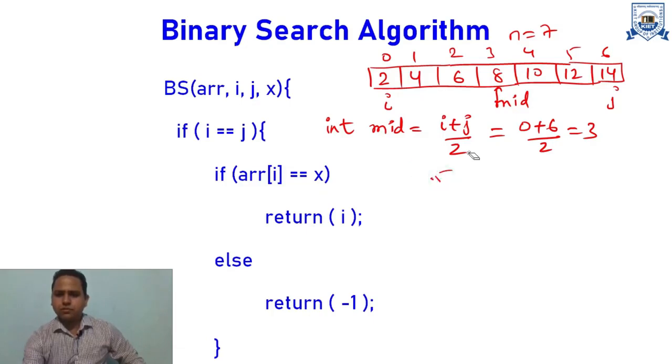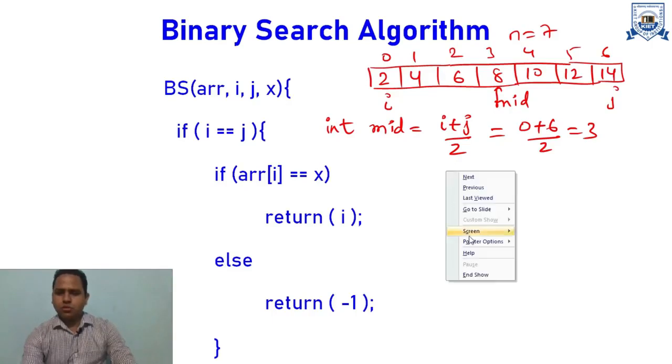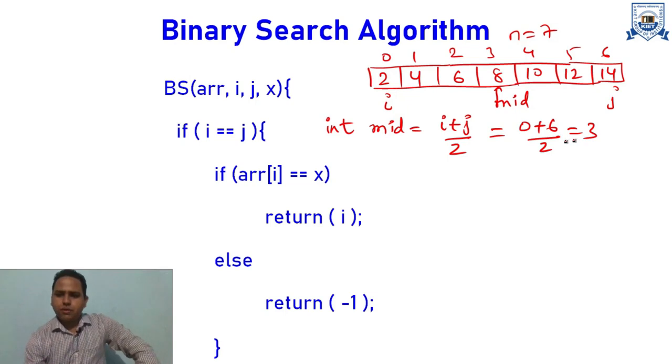Okay, just remove this. Now, next continue our discussion. So this is the mid. We'll find mid as (i + j) / 2. Now what will happen?